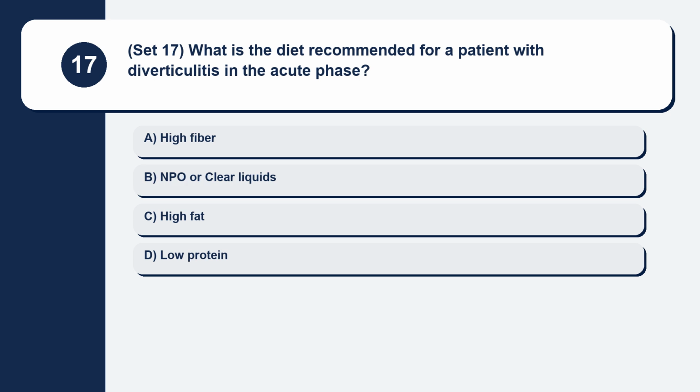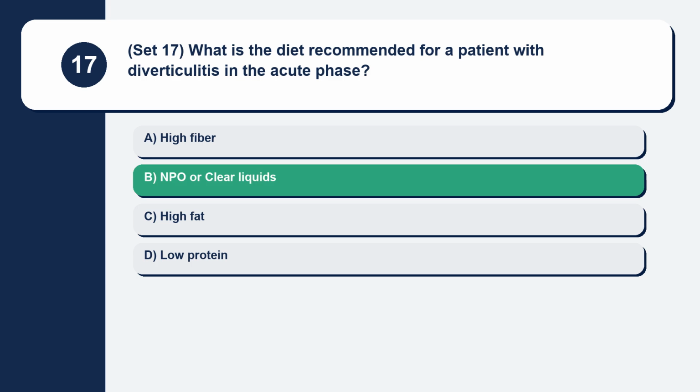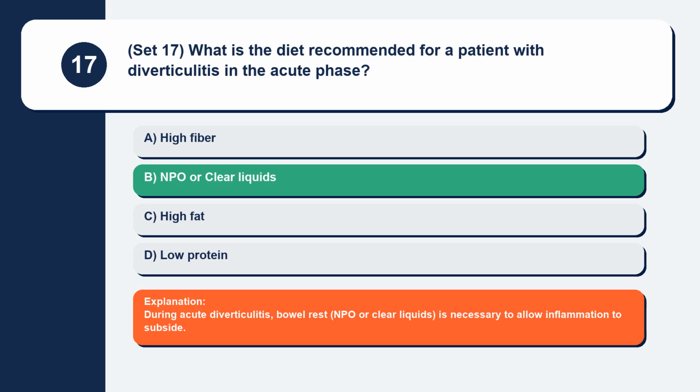Question 17. Set 17. What is the diet recommended for a patient with diverticulitis in the acute phase? High fiber, NPO or clear liquids, high fat, low protein. During acute diverticulitis, bowel rest, NPO or clear liquids, is necessary to allow inflammation to subside.